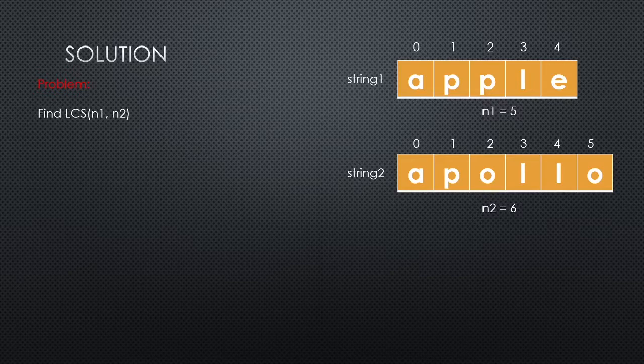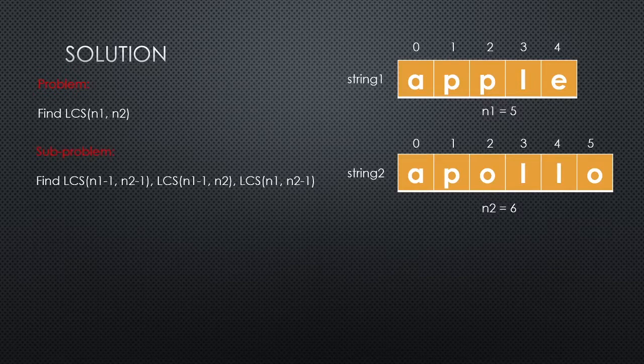And what it means is that LCS of n1 means that we are considering the first string of length n1 starting from the beginning. So when n1 is 5, we are considering the entire string Apple. When n1 is 4, we are considering APPL. So it means the length of the string starting from the beginning, and same for n2.